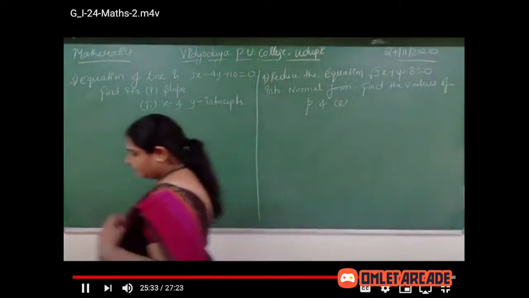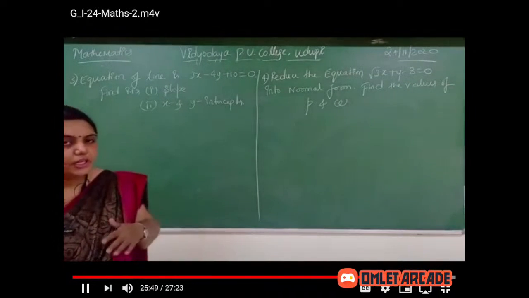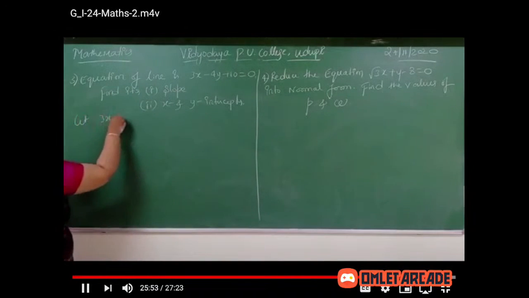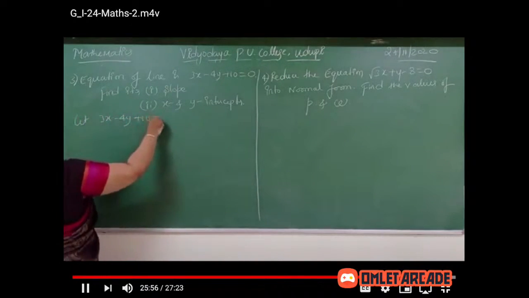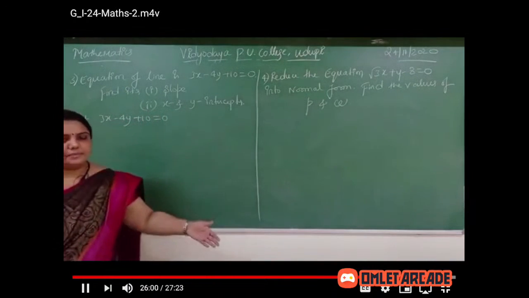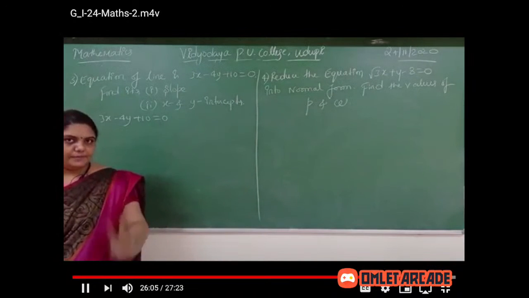Next, the next question. The equation of a line is given here, that is 3x minus 4y plus 10 is equal to 0. Then find its slope first, and find the x and y intercepts. We need to find both x and y intercepts here and also the slope. First, we write the equation 3x minus 4y plus 10 is equal to 0. When you convert this equation into slope-intercept form, you will get the slope and one of the intercepts, that is the y-intercept.